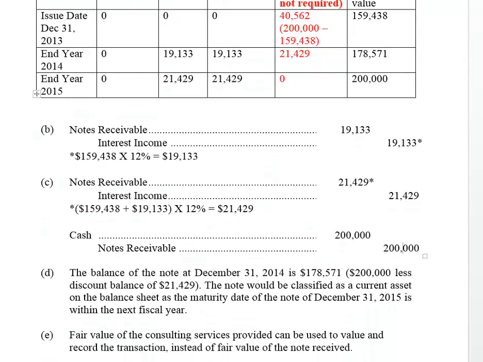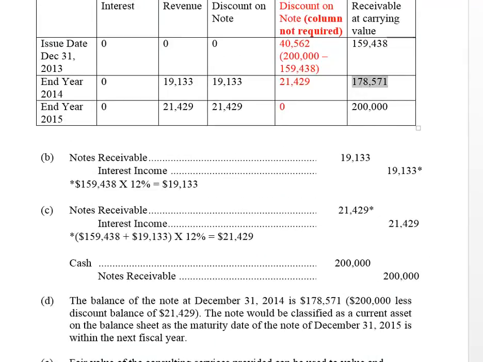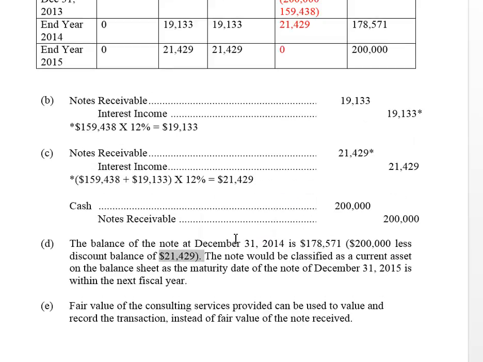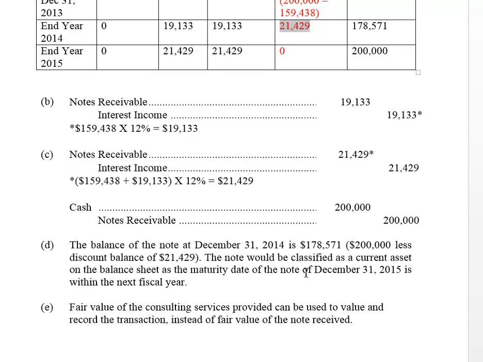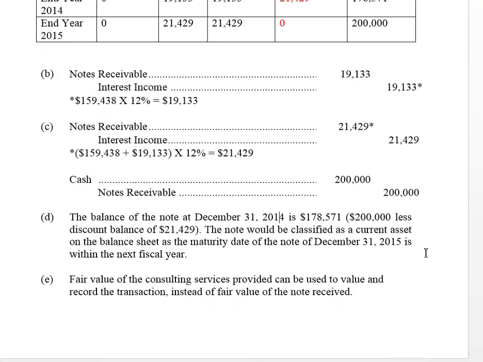Now, the question also asks you to talk about classification. So at the end of 2014, where would that get classified? In our case, it would be classified as a current asset, and you can set it up as $200,000 less the unamortized discount of $21,429, which we have here in this column, if you chose to use an unamortized discount column. All right, and it would be current because don't forget, the note is due at the end of 2015, and from the end of 2014 to 2015, that's a year, so it's current.